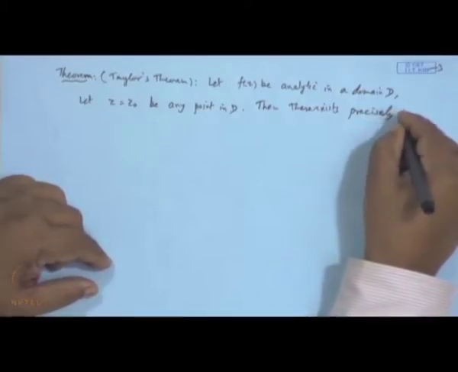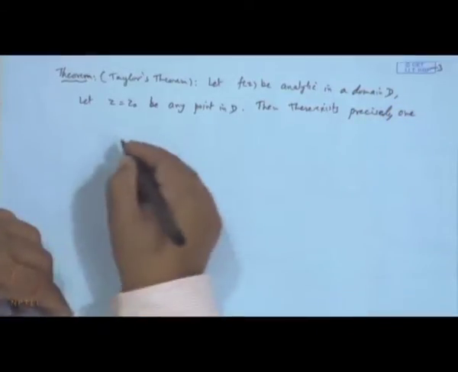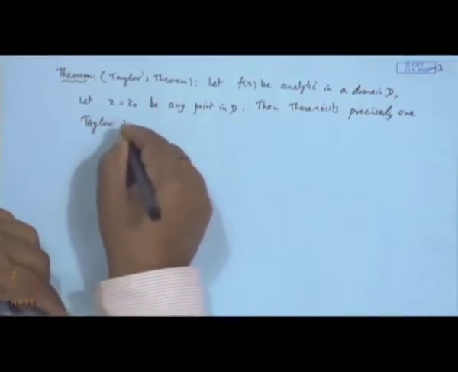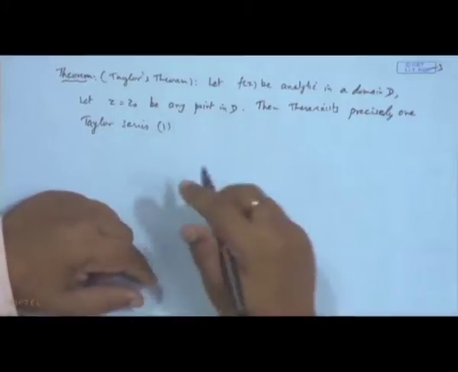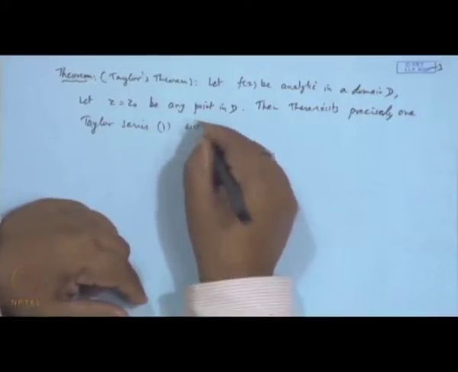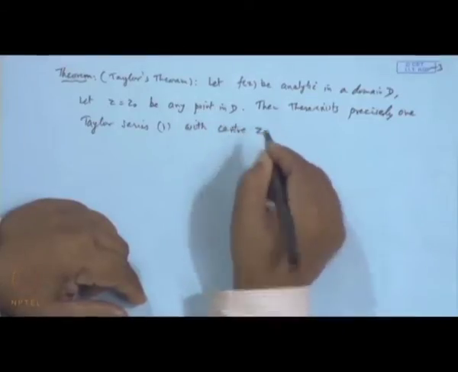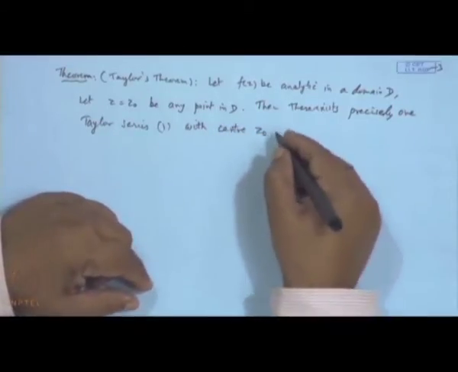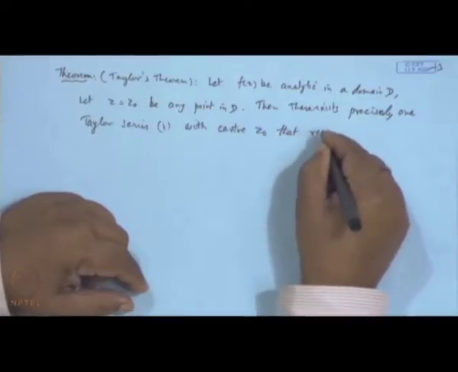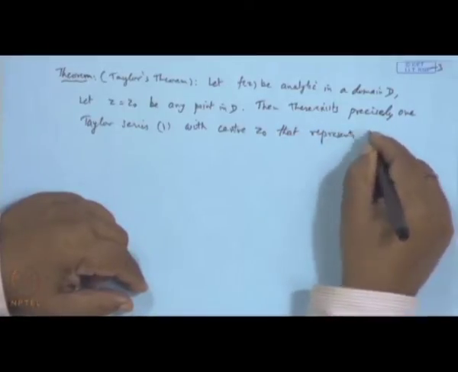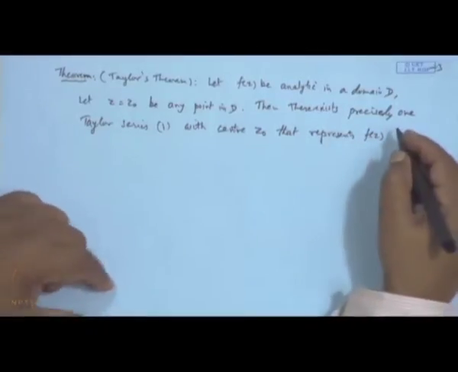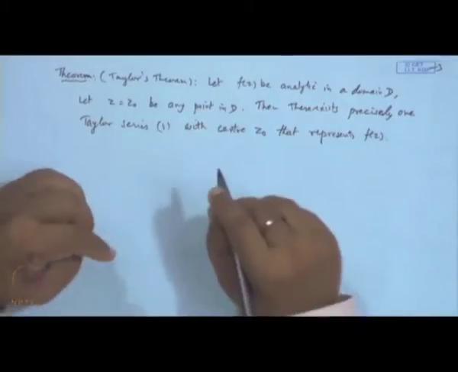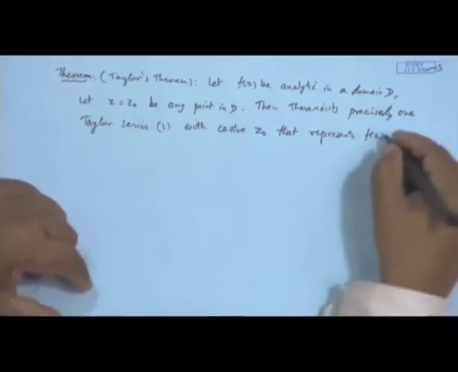precisely one Taylor series of the form 1, this is equation 1, with center z naught, that represents the function f(z). This representation is valid in the largest open disk with center z naught in which f is analytic. This representation, of course, what is the area?